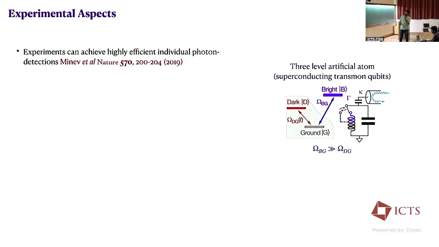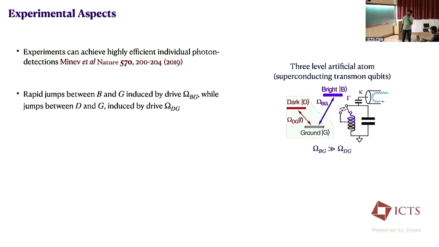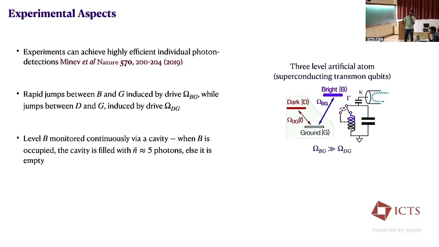The setup is a three-level system with levels labeled ground, dark, and bright. You have a Rabi drive between two pairs of these three levels, the bright and ground levels and the ground and dark levels, such that the drive between the ground and bright levels is very much larger than the drive between the ground and dark levels. Because of this, you have rapid jumps occurring at much smaller time scales between B and G as compared to G and D.